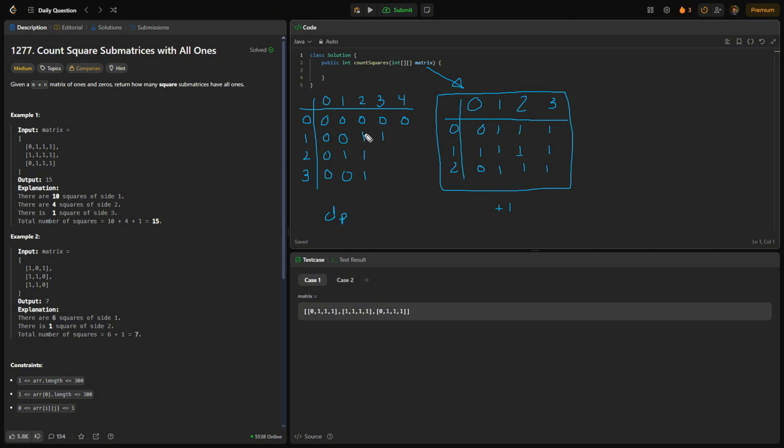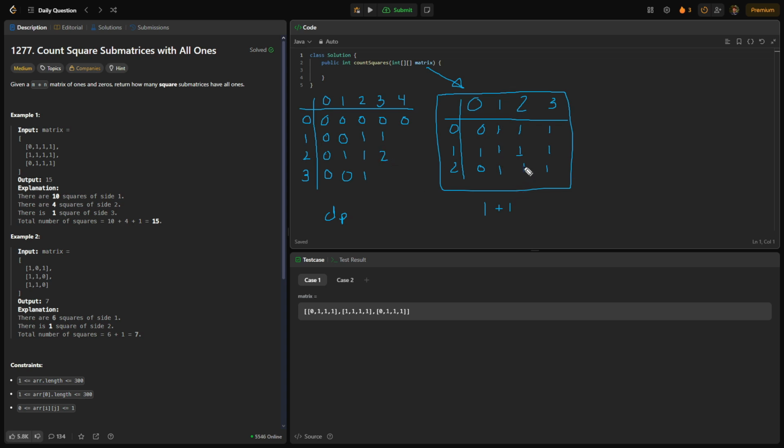Okay, that's a 1. Diagonal left. Okay, that's a 1. And left. Okay, that's a 1. So our minimum value is 1. And then we're going to add it to our 1. So that's going to give us 2. So what we're saying is in this square, we're able to form 2 squares, which is true because we could do 1 here and we could do 1 here. So those are the 2 squares.